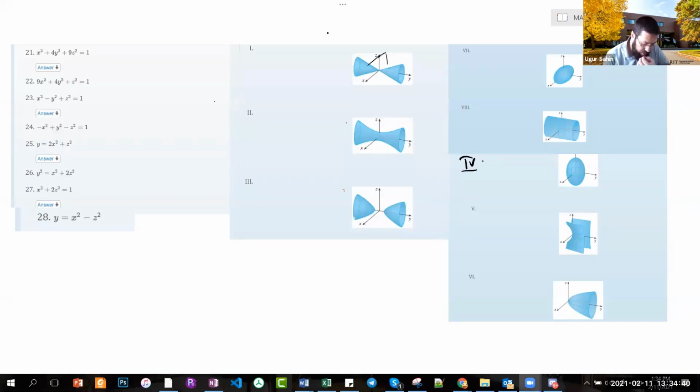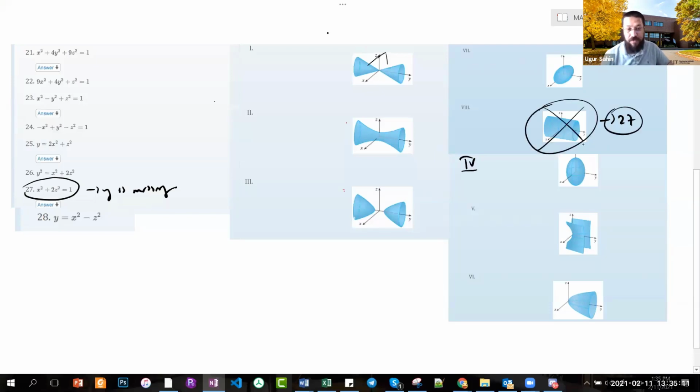Easiest to match is 27 to 8. 27 to 8. Where is 8? Alex says 27 will go with 8. So this is 27. Do you think in this way? Why? As you see here, y is missing, right? And that is why it should be cylinder, right? And there is only one cylinder right here, which is 27. Perfect.